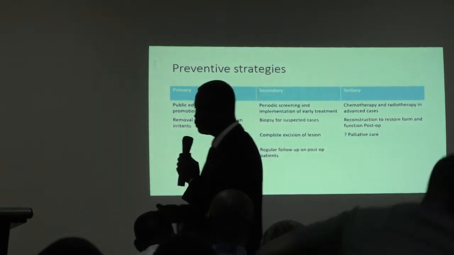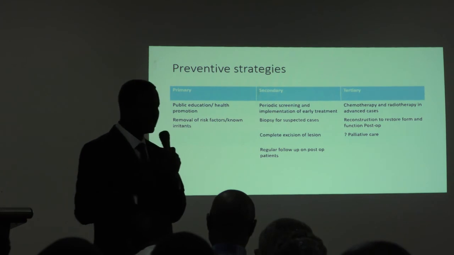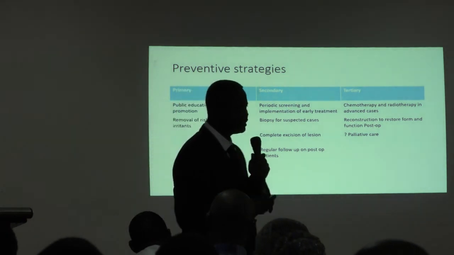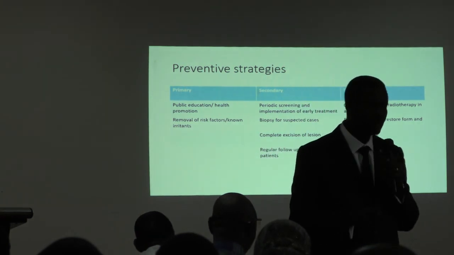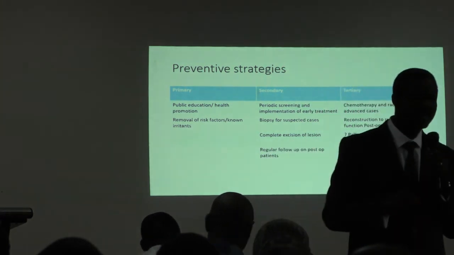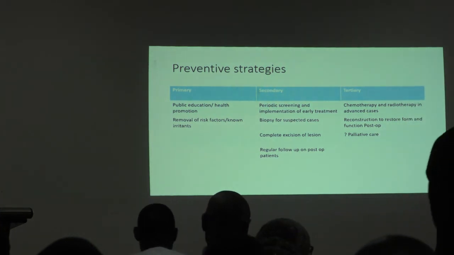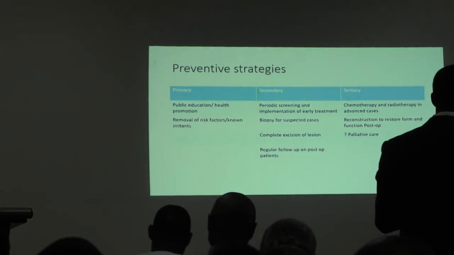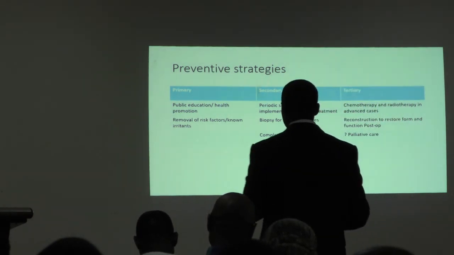So once we see this, we biopsy. Again, there are certain pre-malignant lesions. I'm sure Professor Lande talked about it. Once you see some of these pre-malignant lesions, lichen planus, leukoplakia, erythroplakia, then raise a high index of suspicion and refer this patient as soon as possible.